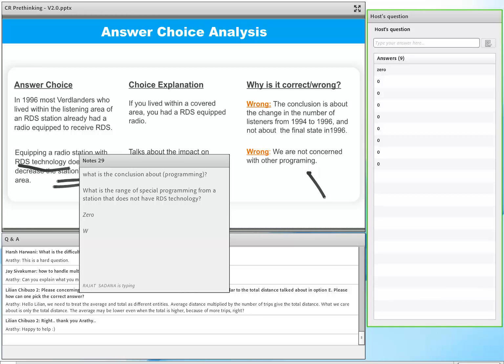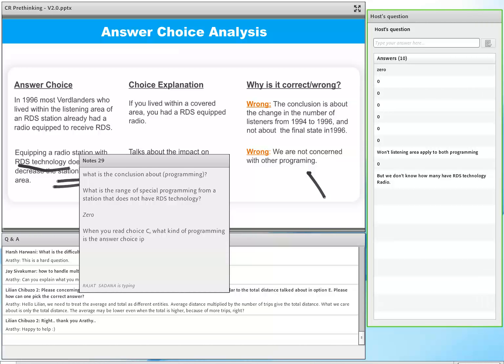So when you read choice C, the range can't go less than 0. Again, any radio engineers, don't go to negative range, please. In the real world, range can't go less than 0. So when you read choice C, what kind of programming is the author implying? Answer choice implying. Not stating, but implying. When it comes to range reduction, is it special?